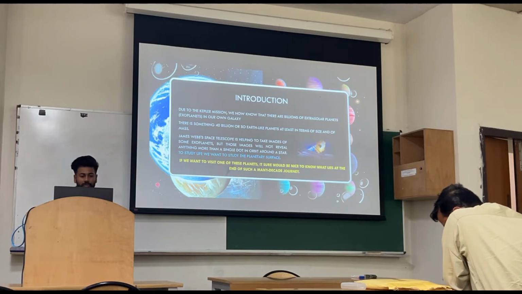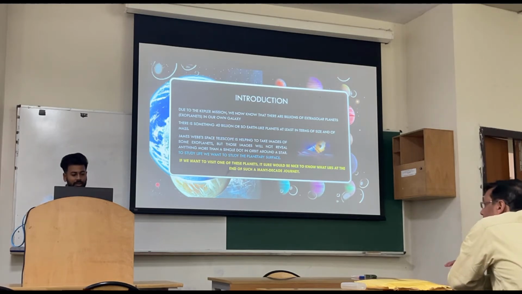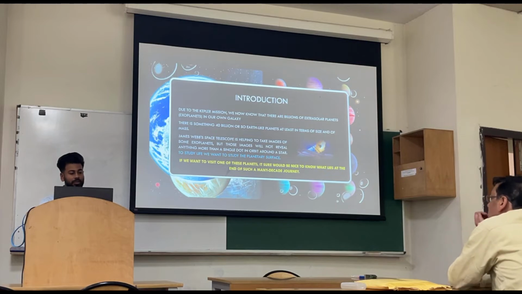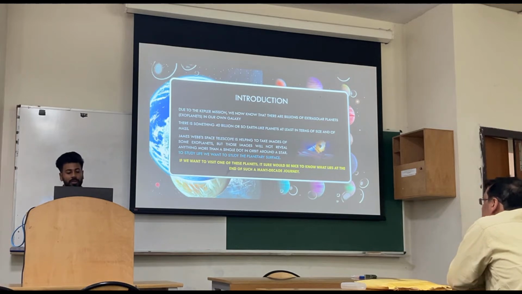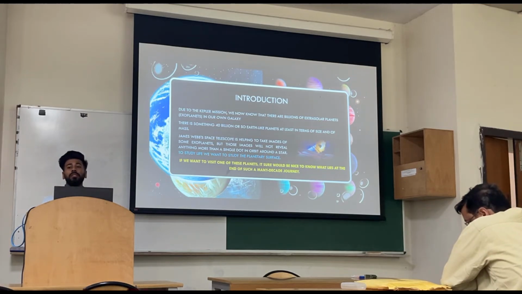James Webb Space Telescope is helping to take images of some exoplanets, but those images will not reveal anything more than a single dot in orbit around that star. We want to study the planetary surface. And if we want to visit one of those planets, it sure would be nice to know what lies at the end of such a many-decade journey. I mentioned the image as a dot. Till now, any telescope images any planet as a dot only.